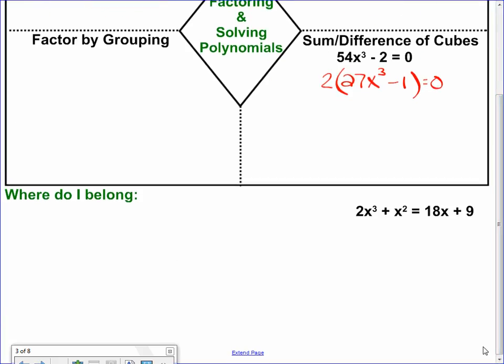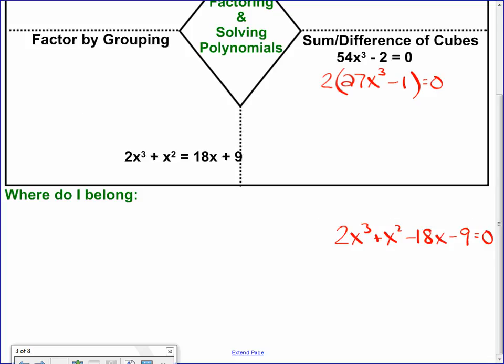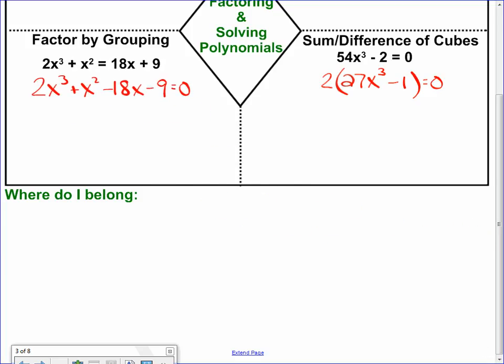And by default, we know where this last one goes, but what would you do to that one first? Yeah, move everything over. So 2x cubed plus x squared minus 18x minus 9 equals 0. And we can recognize that that one has 4 terms, so it's got to be the one that's grouping.